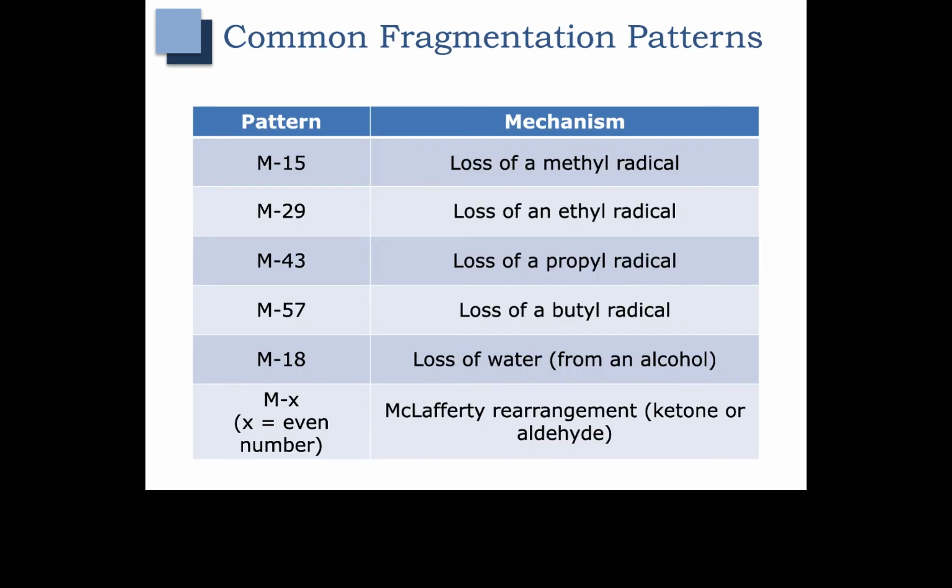Here are some common fragmentations that can help you figure out what's going on when you're looking at a mass spectrum. M-15, right, that's loss of a methyl radical. We have M-29, loss of an ethyl radical. M-43 is loss of a propyl radical. And M-57, loss of a butyl radical.